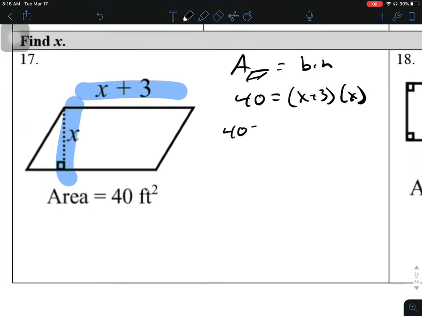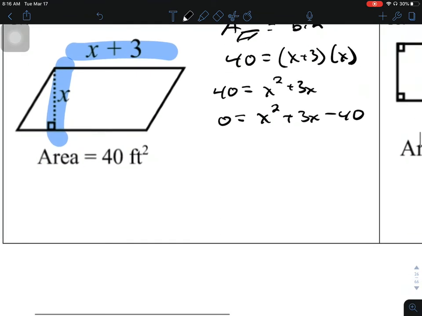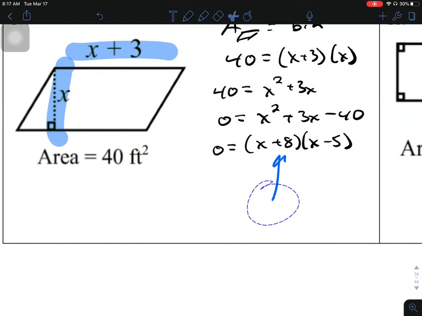If I multiply the right side out, I'm going to get x squared plus 3x. If I subtract 40 from both sides, I get x squared plus 3x minus 40. This trinomial factors into two binomials, x plus 8 and x minus 5. How do I know that? Because 8 plus a negative 5 is positive 3. 8 times a negative 5 is negative 40.